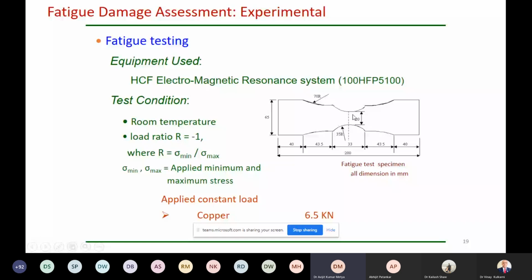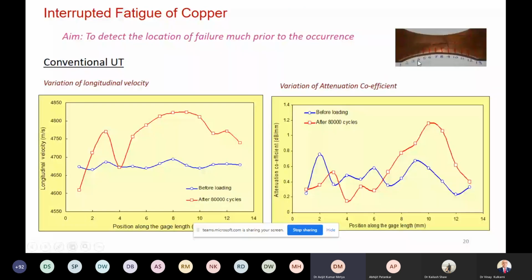And at every position during fatigue damage, we have measured the ultrasonic measurement, both conventional ultrasonic measurement as well as nonlinear ultrasonic measurement. So you can see, the right side top is the copper sample. So we have marked various points on the sample, and at certain positions, we have measured the ultrasonic measurement. This is the conventional UT.